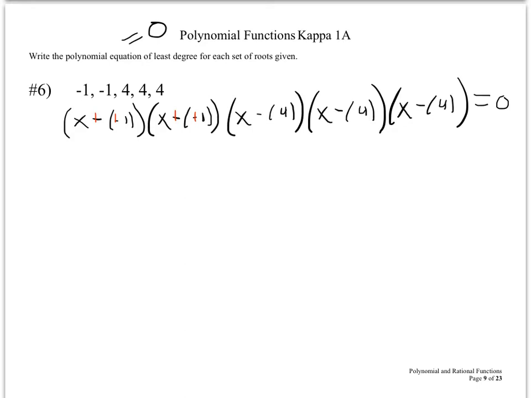Multiplying some of these things together, I'm going to multiply these two binomials together first. Since I'm going to multiply these together and it's still being multiplied times things, I need to keep these in parentheses. X times x is x squared.